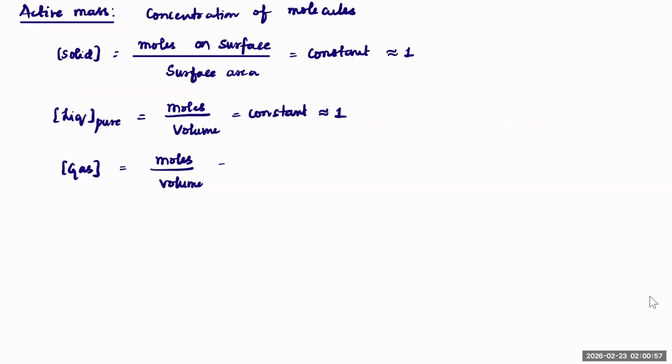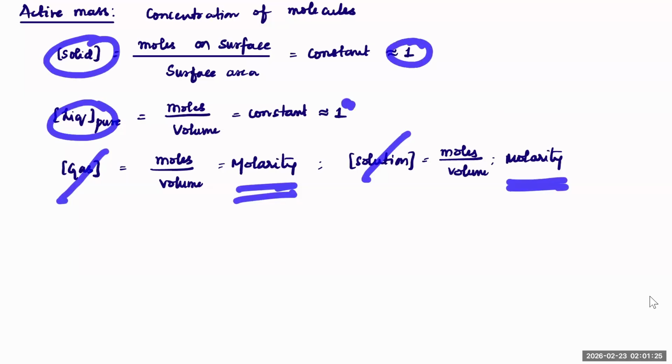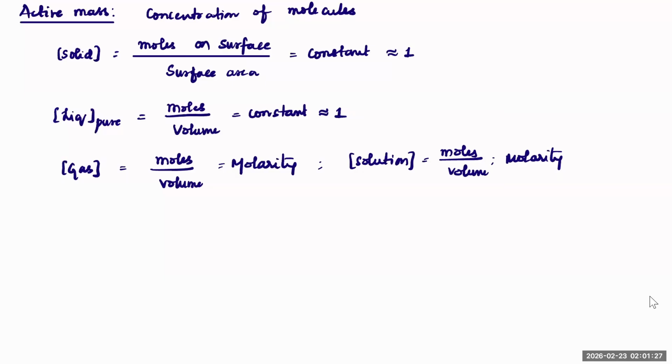And moles by volume in this case is defined as molarity. Got it? Similarly, if it is solutions, meaning there is a solute and a solvent, in that case also it is moles by volume. And here also we need to take the active mass as molarity. So active mass in the case of gases and in the case of solutions is simply molarity. In the case of liquids and solids, you take it as constant and the value is 1. Everybody clear?